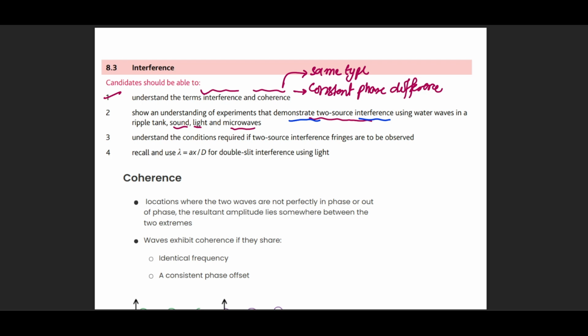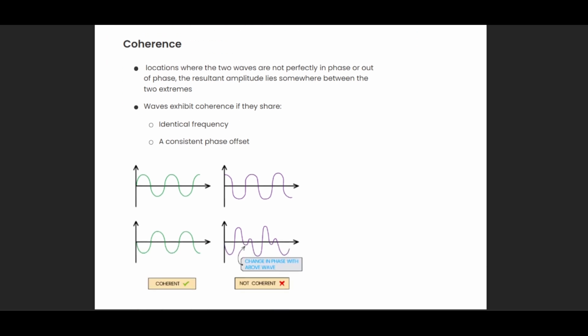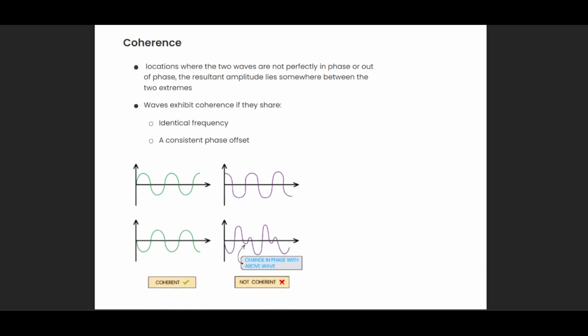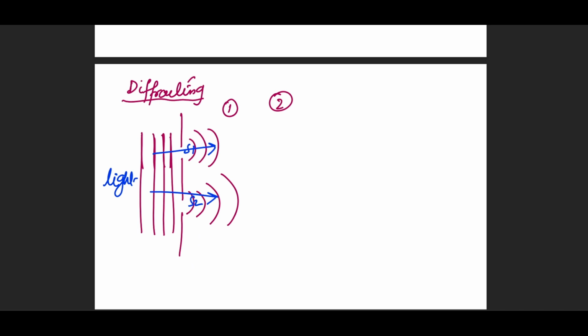So when the conditions are met, and what are those conditions? That they need to be the same type, and they need to be coherent. When those conditions are met, the two sources will produce an interference pattern on the screen that can be observed. If it is with water and light, it can be observed. If it is with sound and microwaves, it can be measured with a mic and the CRO. You can pause the video to see what coherence actually means at this point, but that's already covered in a previous video. Okay, so we are talking about this.